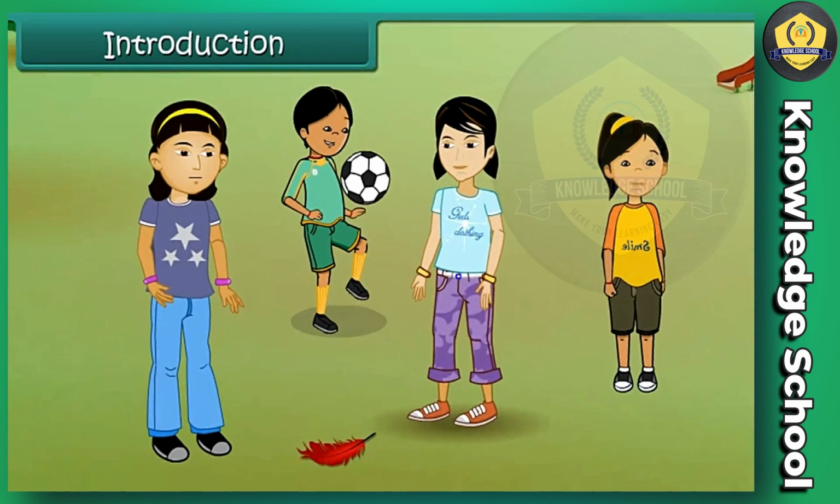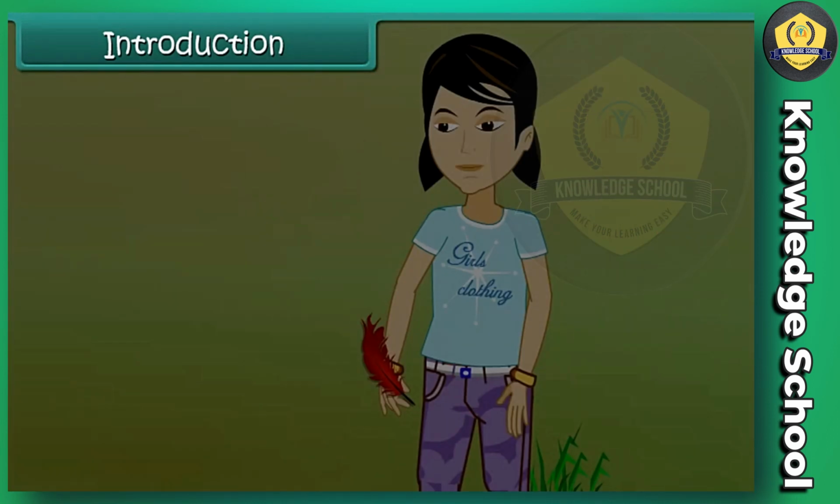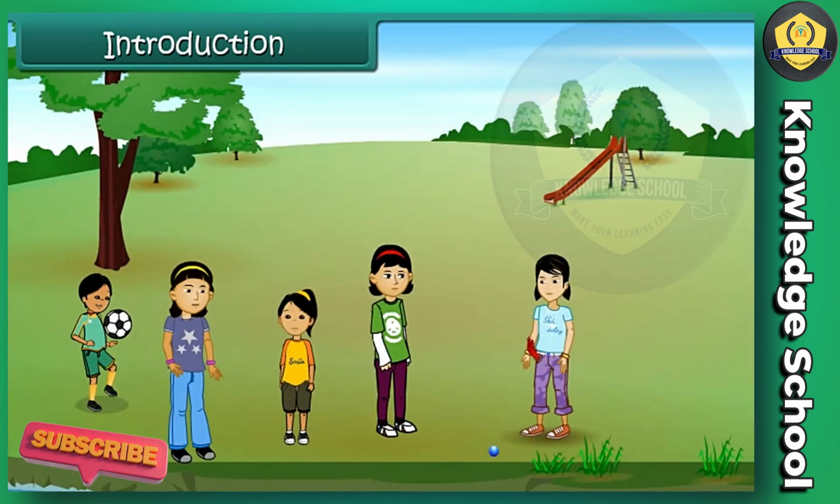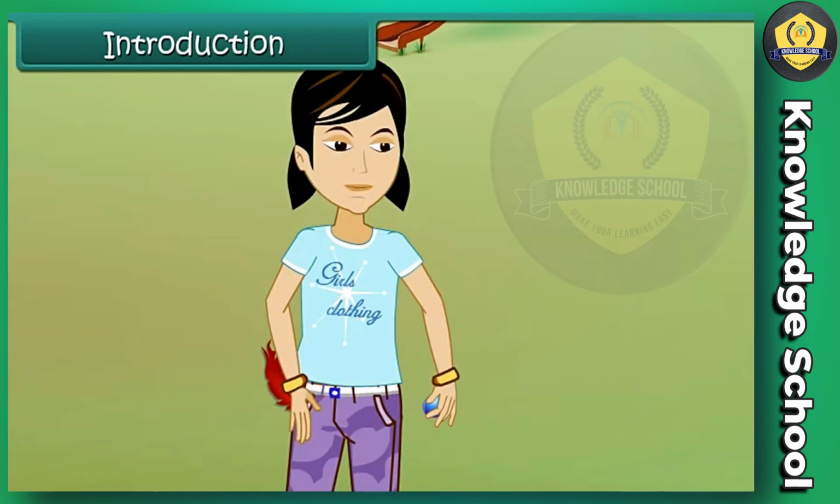Smita comes across a bright red feather while playing with her friends. She picks it up and puts it in her pocket. A little while later, she sees a beautiful blue marble lying on the ground. She picks that up as well and puts it in her pocket.